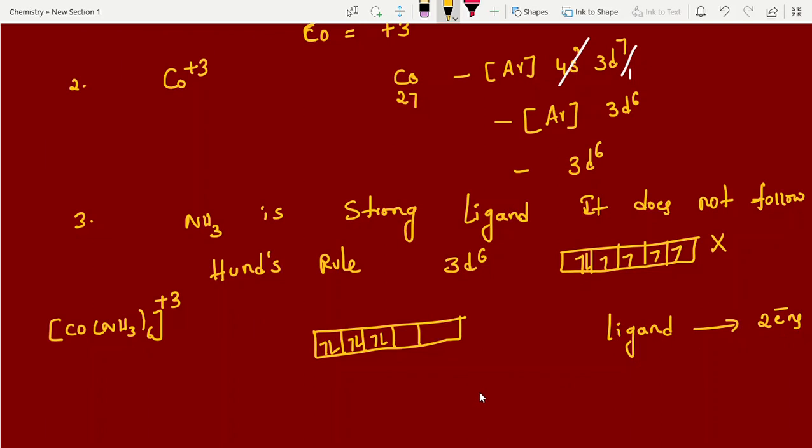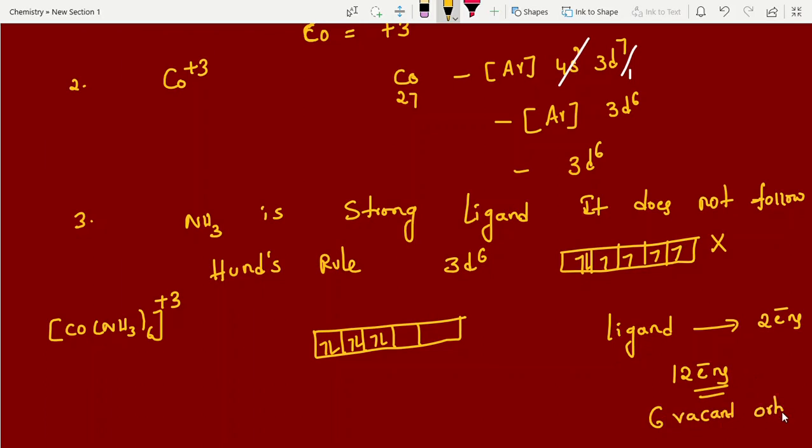2 electrons it is donating means we have to provide vacant orbitals. Each ligand gives 2 electrons, but how many ligands? 6 ligands. 6 twos are 12 electrons. Totally 12 electrons it is ready to donate. That means 6 vacant orbitals we have to provide.